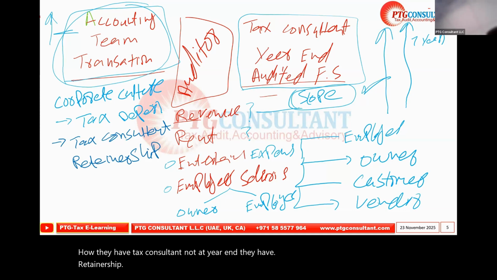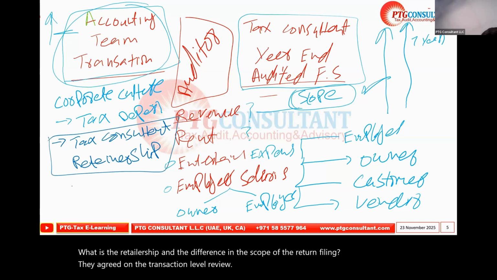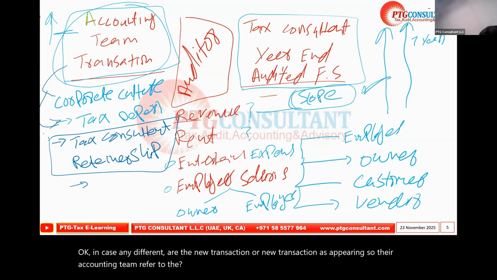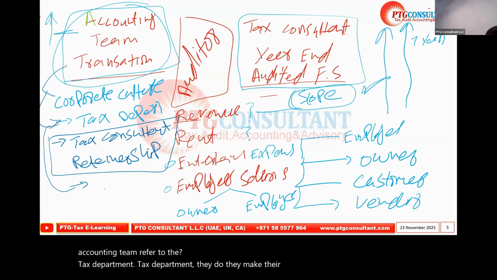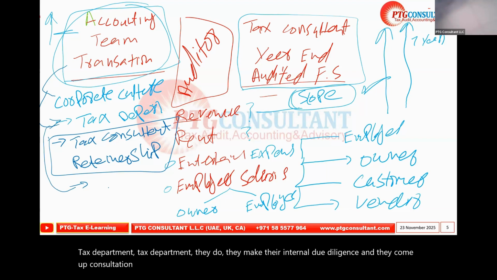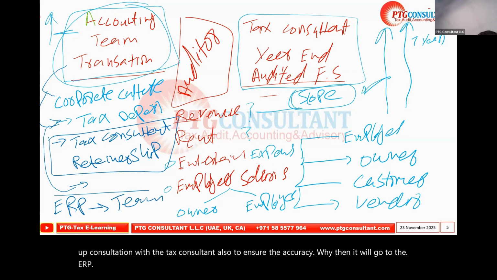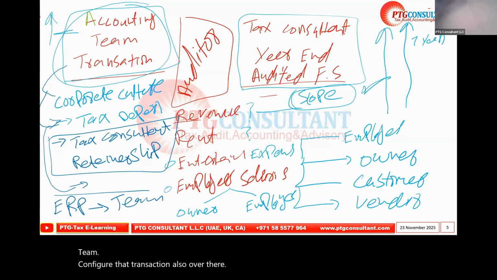What is the retainership, and what is the difference in the scope of the return filing? They agree on transaction level review. In case any different or new transactions appear, their accounting team refers to the tax department. The tax department makes its internal due diligence and consults with the tax consultant also to ensure the accuracy. Then it goes to the ERP team, wherever possible, to configure that transaction there. Anyhow, I believe we understand the basic differences on that.